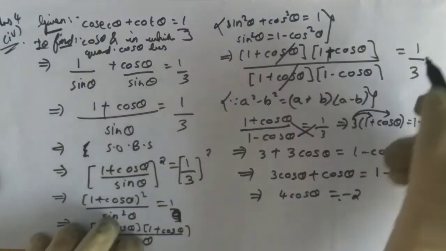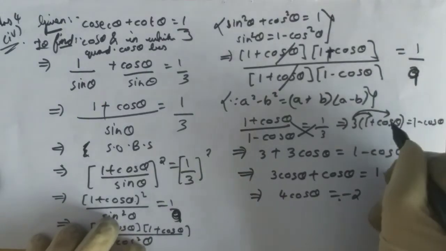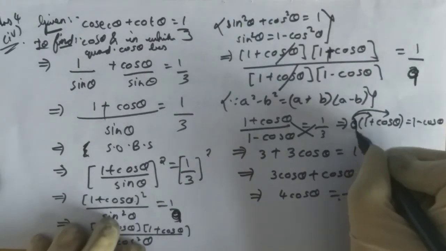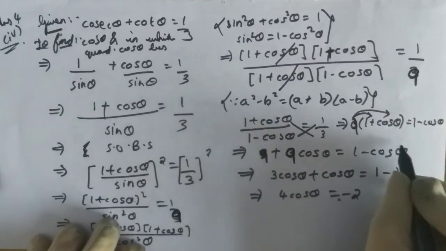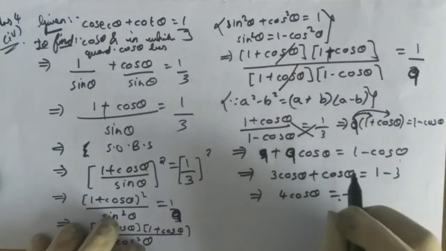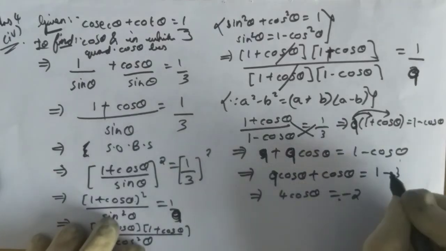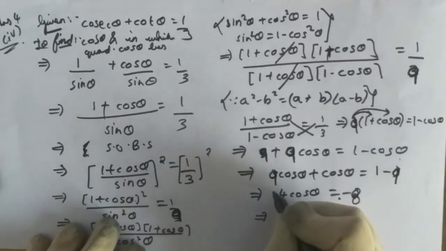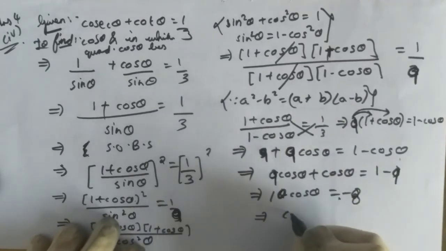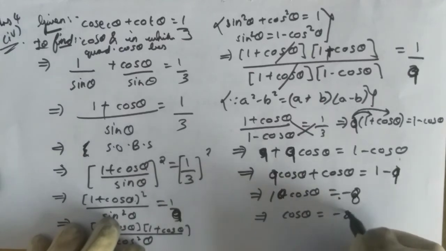Okay, so 1 by 9, and here I have 9 as it is: 9 plus 9 cos theta is equal to 1 minus cos theta. So I will have 9 cos theta plus cos theta on one side, is equal to 1 as it is. Plus 9, if it goes outside, becomes minus 9. 1 minus 9 is minus 8. So here I am having 10 cos theta, 9 plus 1 is 10. So I'll have cos theta is equal to minus 8 by 10. We know 8 and 10 will go in the 2 table: 2 fours are 8, 2 fives are 10.